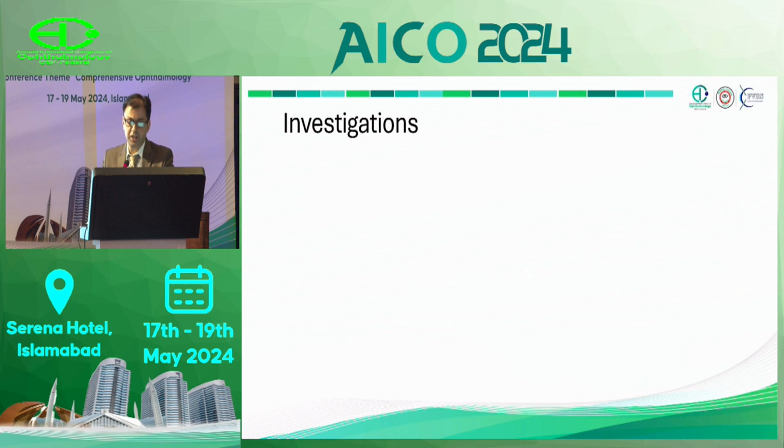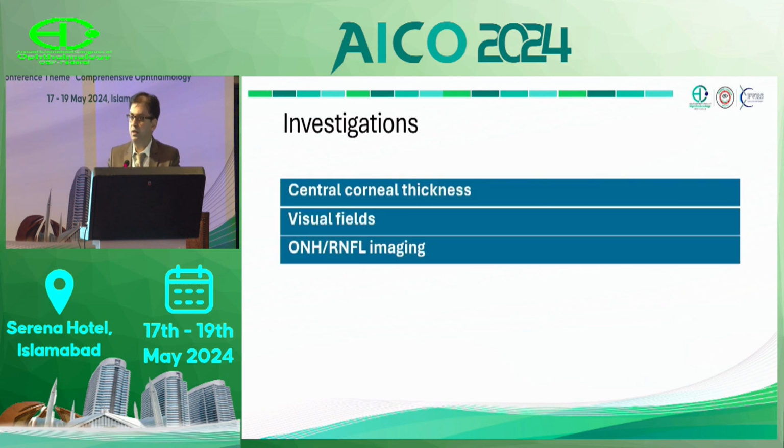Then in the end, investigations. AICO recommends that for each glaucoma patient, the central corneal thickness should be measured, the visual fields should be done, and the optic nerve head or nerve fiber layer analysis, this imaging, should be done. So there are 19 items they have listed, and there are 3 elements. This should be done for each glaucoma patient if you are dealing with it.